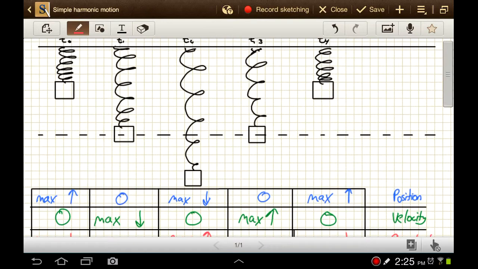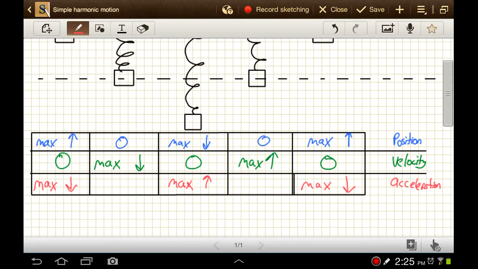And then last up is these 2 points here. Those are at this dotted line that we call equilibrium. It was called equilibrium because that's the position where the force from the spring and the force from gravity balance each other out. So there's the same force up as there is down.